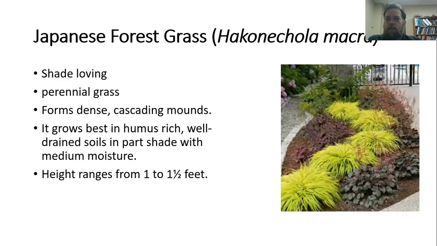This is Japanese forest grass. It is a shade-loving grass, so something that works really well, again, under trees, or works well as a plant that's going to be in an area of your landscape that isn't going to get a lot of sun. It is a perennial, so it's going to be there for years. Really nice, dense mound of leaf blades. It does really well in that partial shade. Gets up to a height of about 1 to 1.5 feet, and it's just a really good option for an area of the landscape that may get a little bit more shade than some other areas.